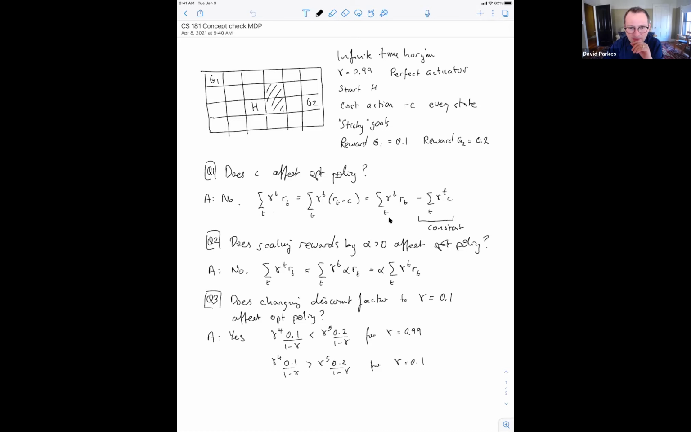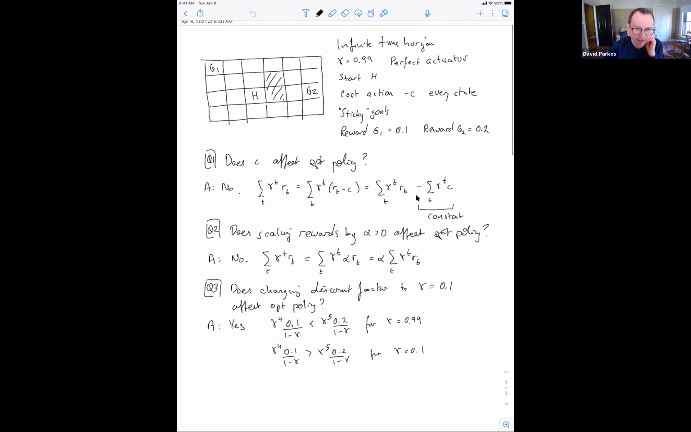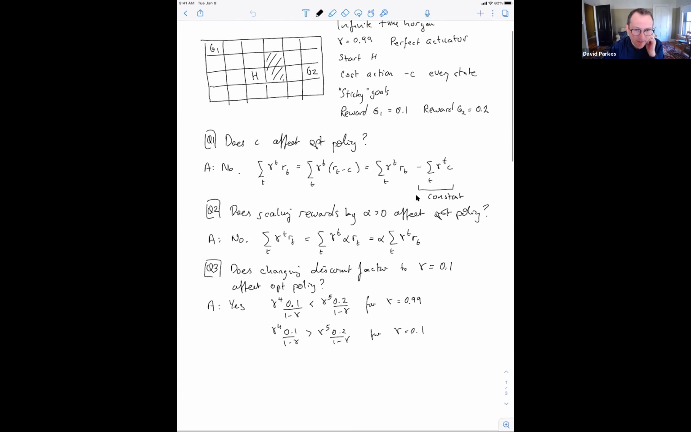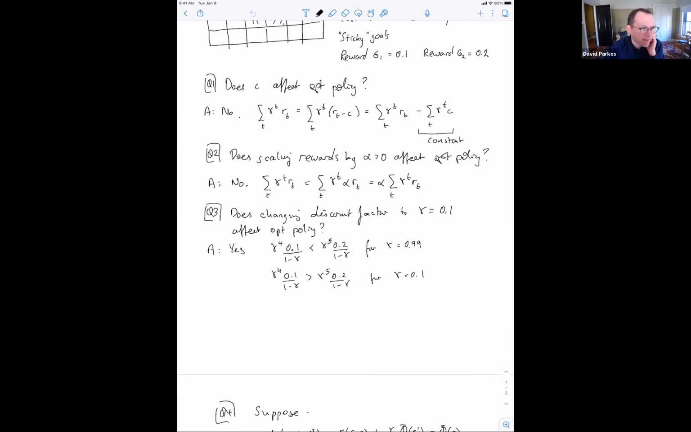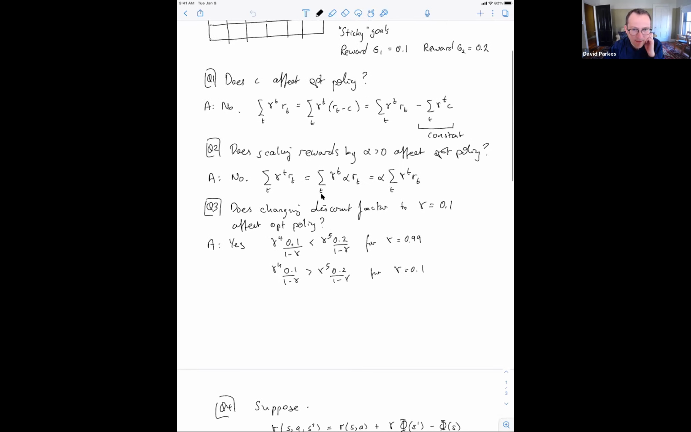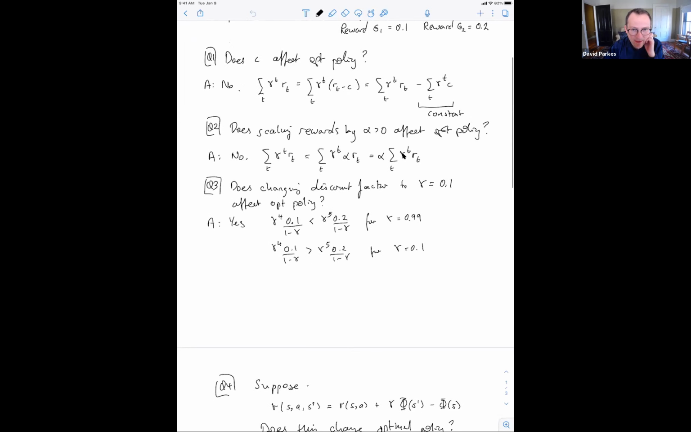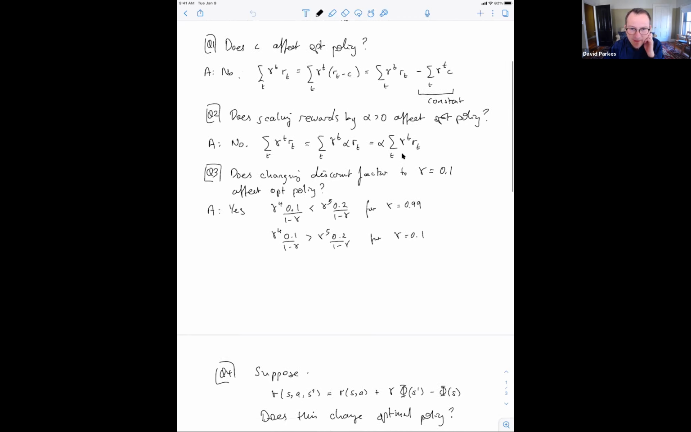I'll post this so you don't need to scribble this down. We'll make sure this is on the website. But things factor out, and the discounted sum of the C's is a constant. So I was imagining at least that you incur the cost when you're in the sticky goals. If that's the case, the answer is no, it does not affect the optimal policy. The next question was whether scaling rewards by alpha affects the optimal policy. You all got this right, and that's the math for why it doesn't. Almost all of you got that right. The alpha just comes outside of the expected discounted sum for any policy.